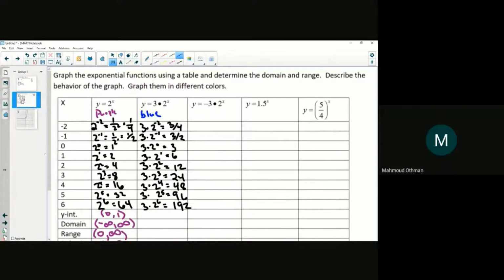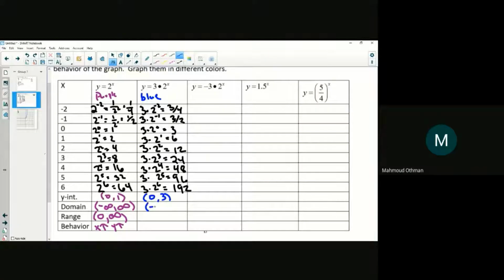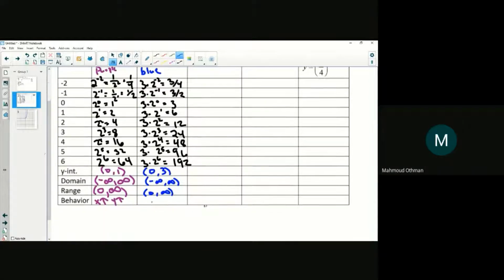Okay, so the y-intercept is 0, 3. The domain is the same. It goes from -infinity to +infinity. The range still stays the same. Looks like it started at 0 and went all the way to infinity. Then the behavior looks like as x increases, y increases.